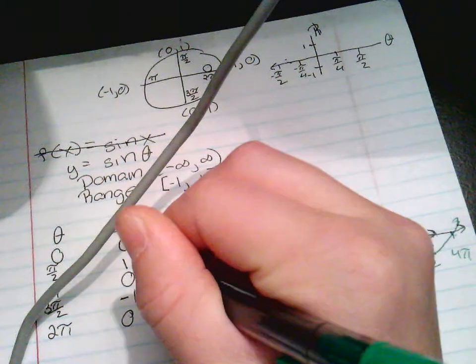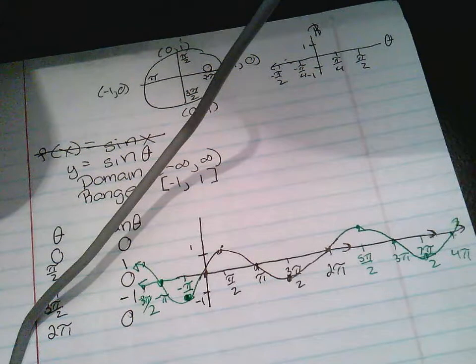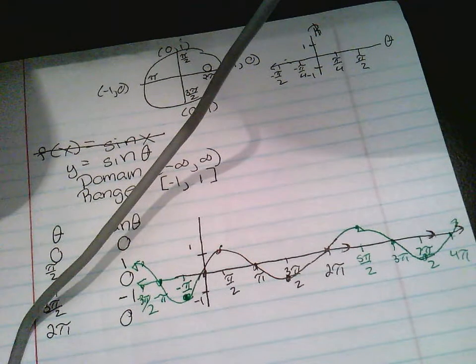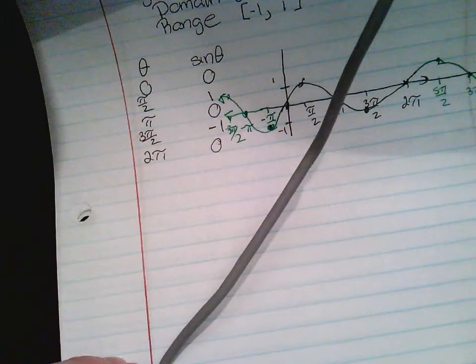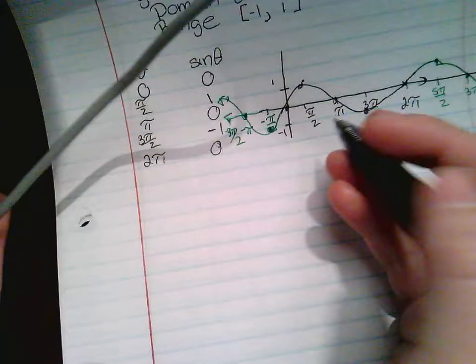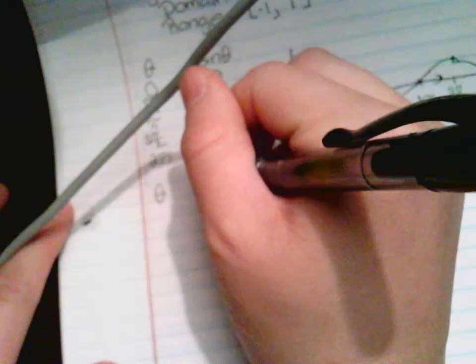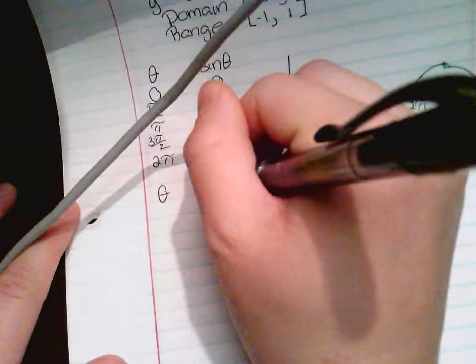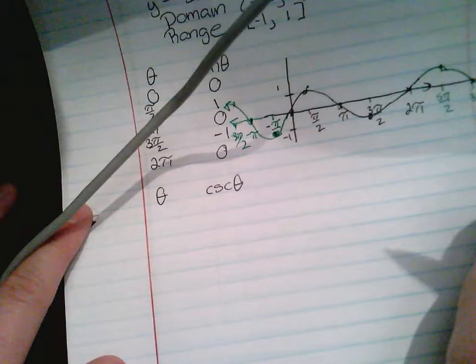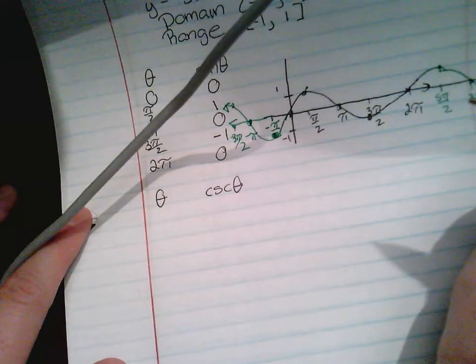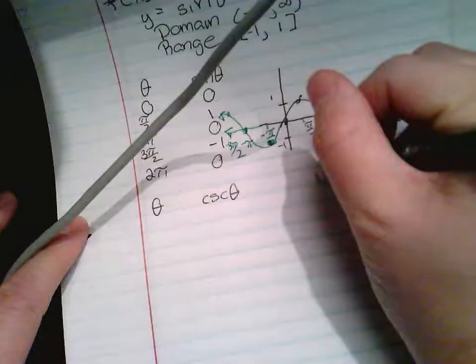Okay, so let's go to its reciprocal function, cosecant. Okay, so cosecant, the key points for cosecant are going to be the same for sine. The only difference between cosecant and sine is the domain is going to be different, okay? So the domain for cosecant, there's going to be a condition.